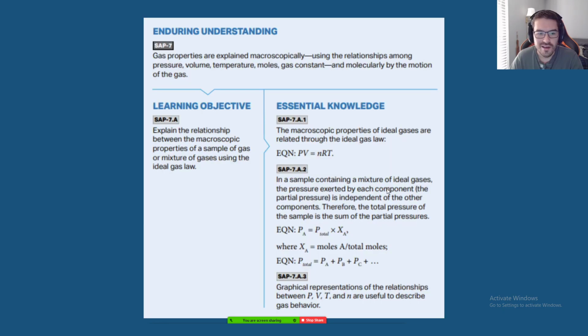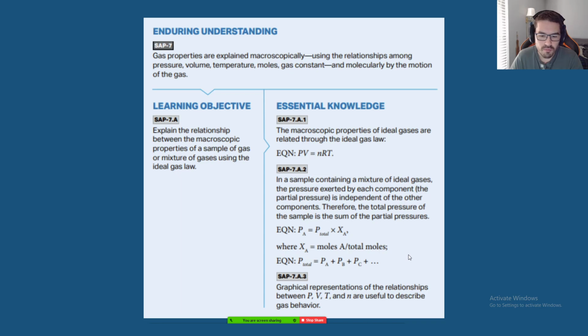The objective here is to explain the relationship between the macroscopic properties of a sample of gas, meaning pressure, volume, temperature, moles, and gas constant, which isn't really a property, but using the ideal gas law, okay? So we're going to be talking about this equation here, PV equals nRT. You may have seen this before.